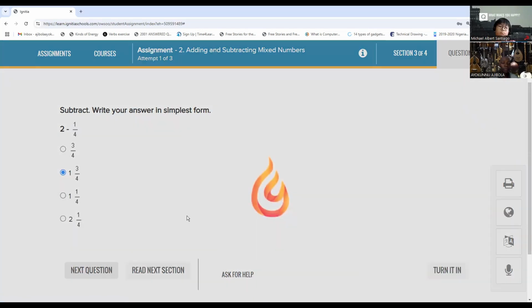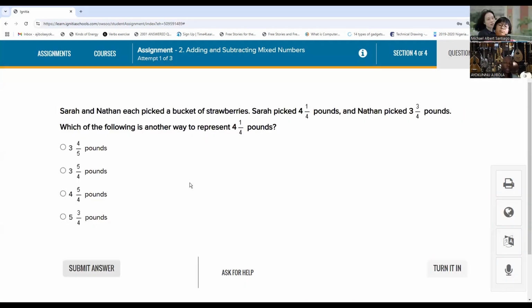Then the next question. Which of the following is another way to represent 4 1/4? If we remove one of the 4 and we add it to the 1, that be 4 plus 1, that's 5/4. Over 3, then 5/4, okay?